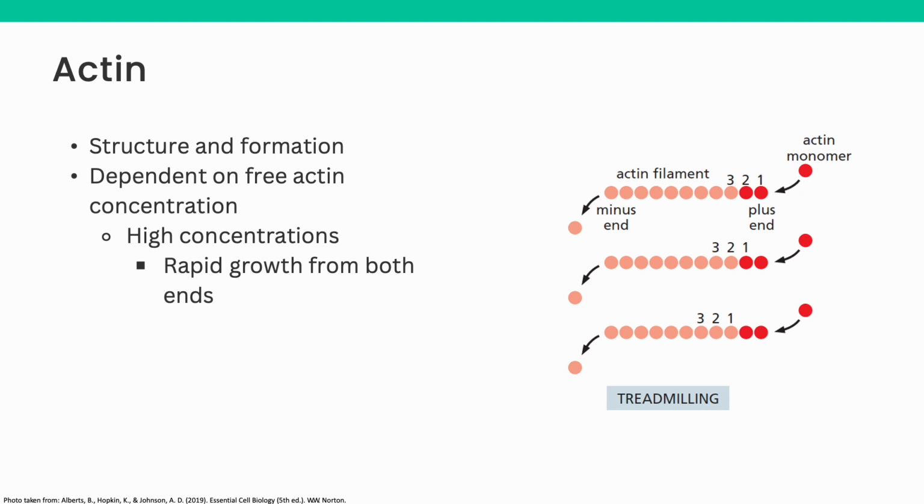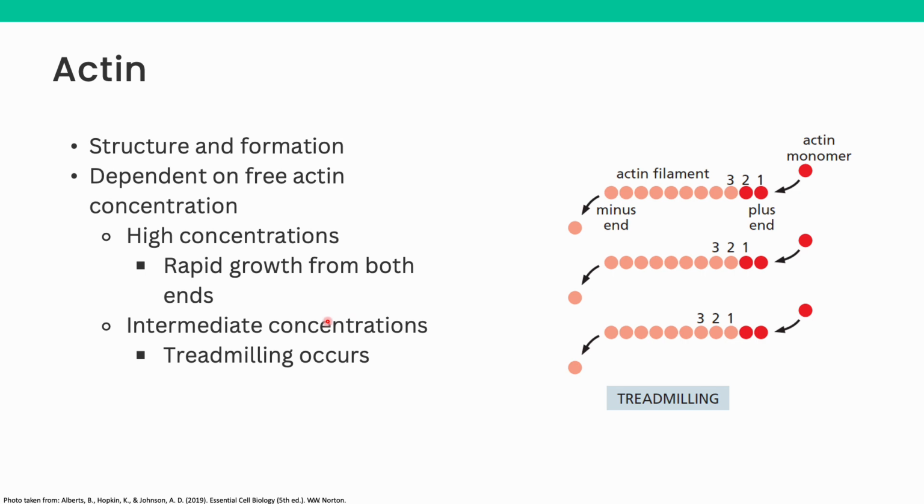But in most cases, there is only an intermediate concentration of our actin monomers in the cytoplasm. And when this happens, we have a phenomenon that is called treadmilling that occurs. And here we can see that the addition of new actin monomers and the loss of monomers is actually equal. So a sort of treadmill-like chain occurs in the actin strand.